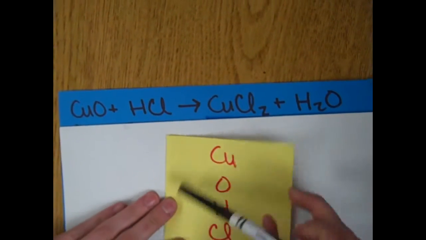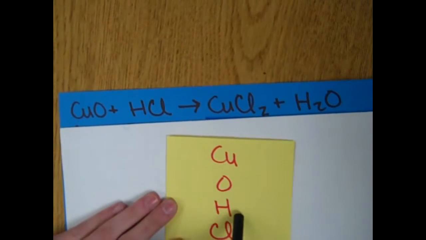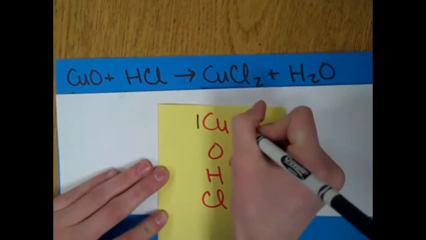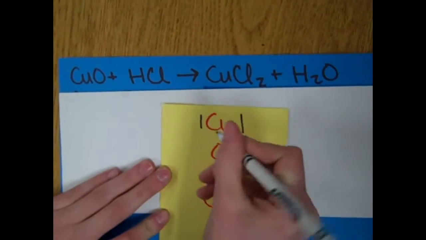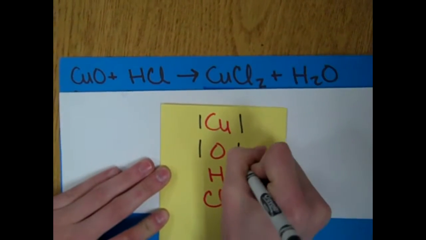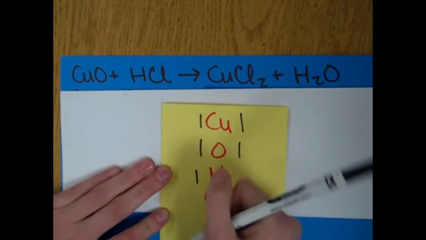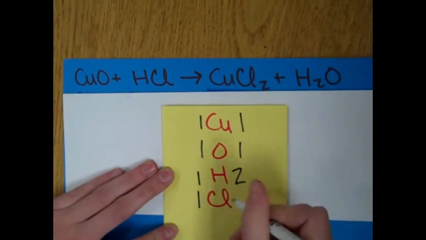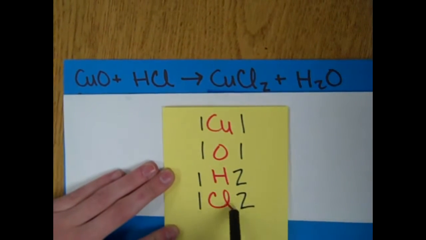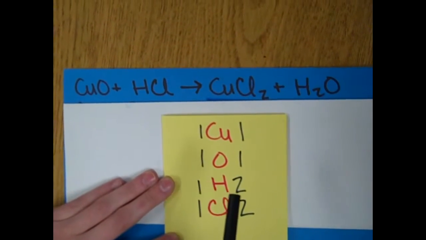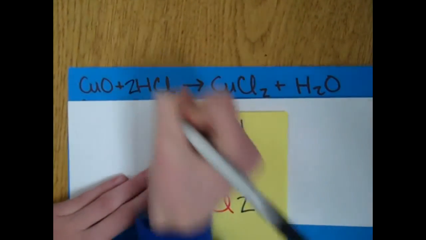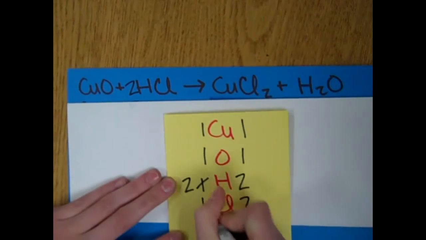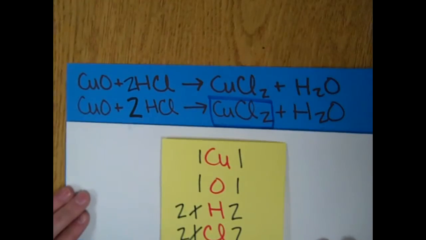So the elements are copper, oxygen, hydrogen, and chloride. There's 1 copper on this side and 1 on the other. 1 oxygen and 1 hydrogen, and there's 2 on that side, and then 1 chloride and 2 chlorides. Now the hydrogen and the chloride are not equal, so we can start with hydrogen. We need to have 2 on that side, which changes there to be 2 hydrogens and also 2 chlorides. So now the equation is balanced.